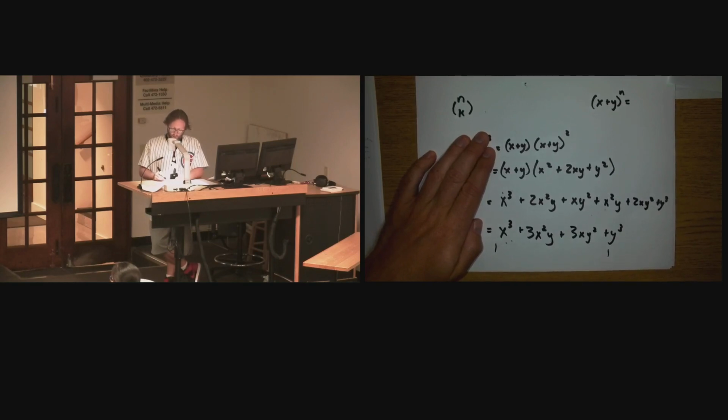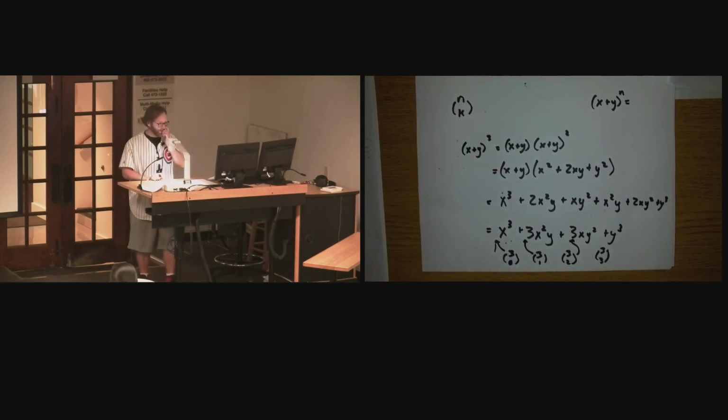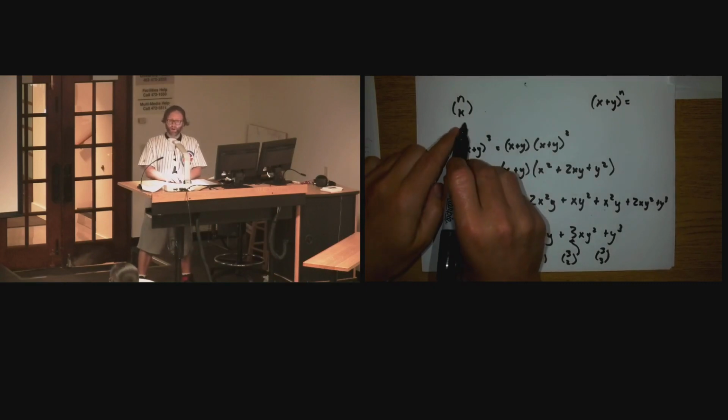3 choose 1 corresponds to 3, 2, 0. Right? There's my first coefficient. 3 choose 1: how many ways are there of choosing one element? And then 3 choose 2: how many ways are there of excluding one element? Right? Yeah, got that coefficient. And then this one corresponds to choosing everything. Right?